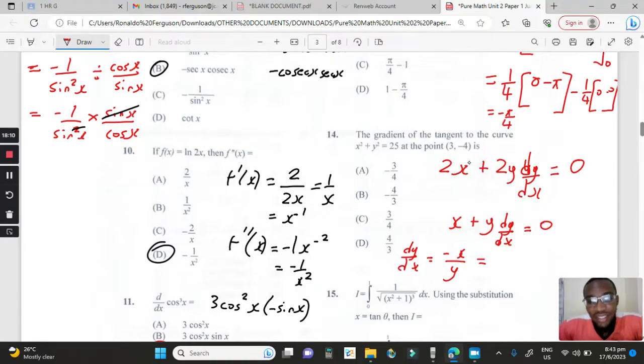So in this case, it's negative x, which is minus 3, over negative 4, which is 3 over 4. Because remember, the x and y point they give you are 3 and minus 4. So 3 over 4 is the gradient of the tangent. C.